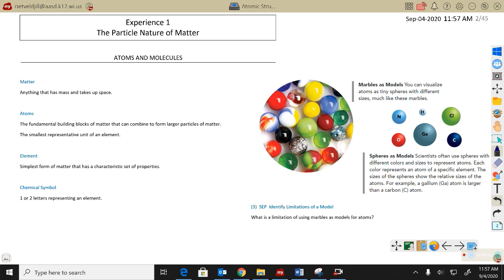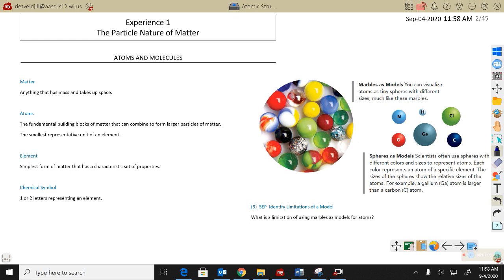Now, obviously, in your workbook, you would have a chance to read through this ahead of time, and maybe you underlined or circled things that seemed important to you. And here, I'll walk you through some of the highlights or the biggest takeaways from the unit. Atoms are the building block of matter. We can combine atoms to form molecules or different forms of matter.